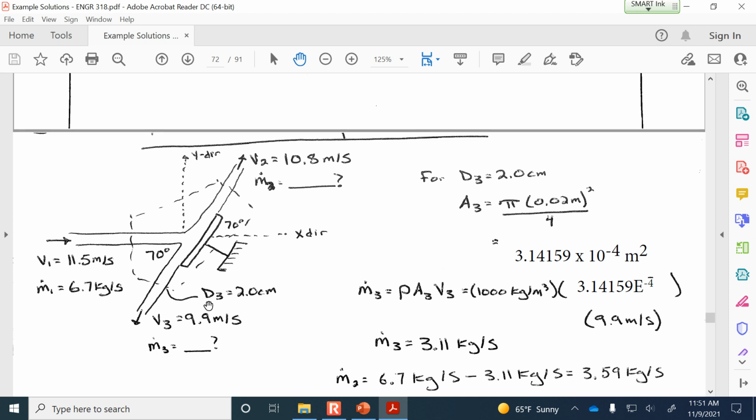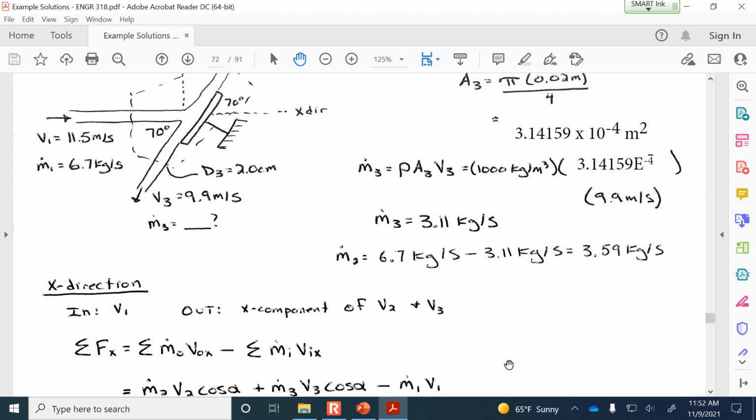So we can calculate with the diameter that's given the cross-sectional area, and from that cross-sectional area get the mass flow rate at 3.11 kilograms per second. And then the outflow stream at 2 is just the overall inflow minus the partial outflow at 3. So the mass flow rate at 2 is 3.59 kilograms per second.